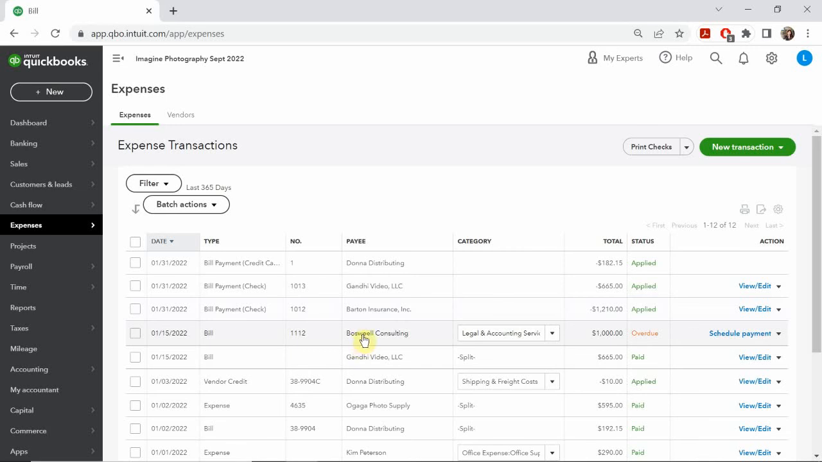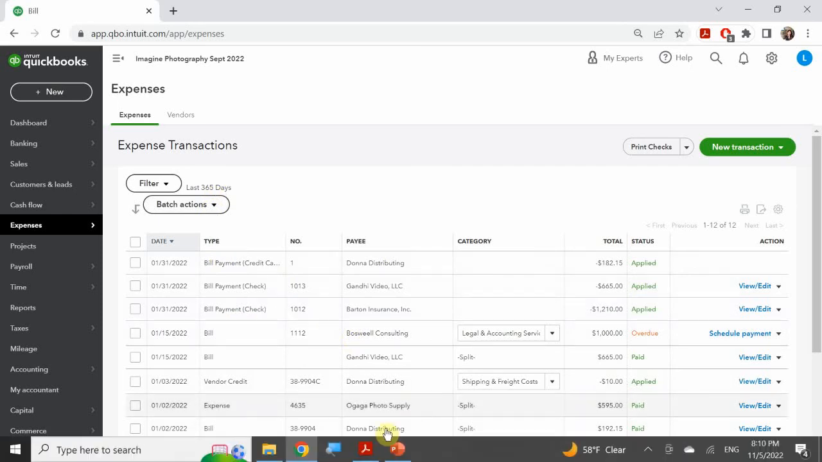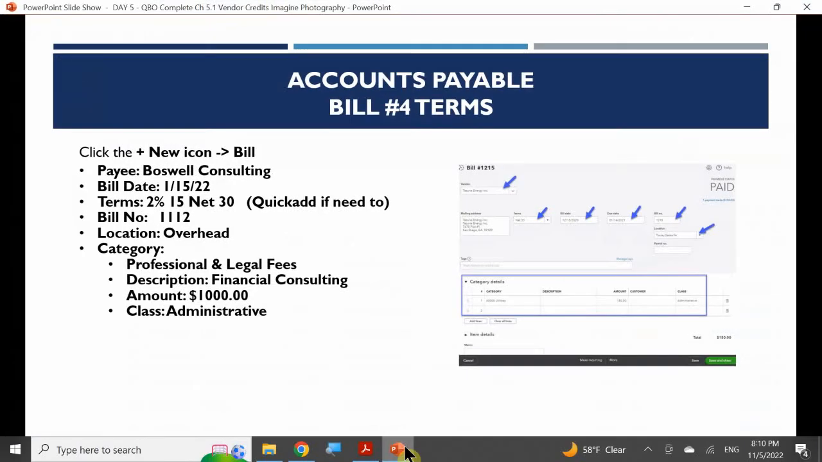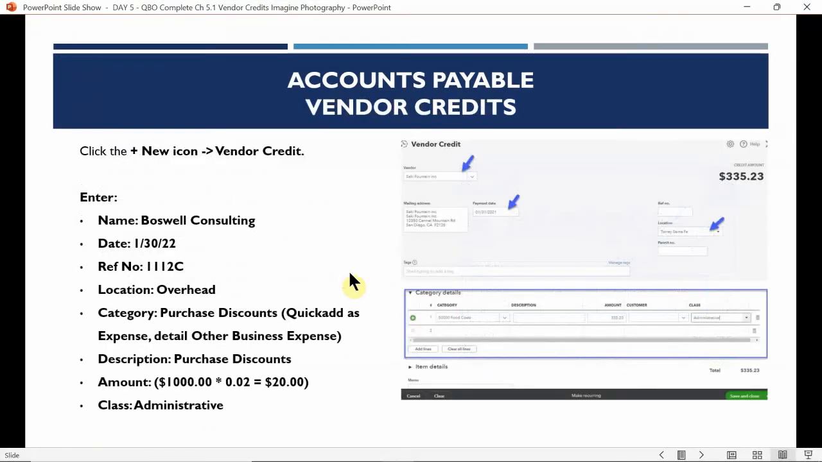Oh, I did misspell Boswell, so I can edit that in anyway. All right. So now that I have that, let's say I decide to go ahead and pay Boswell Consulting on January 30th, which means I made my discount due date.